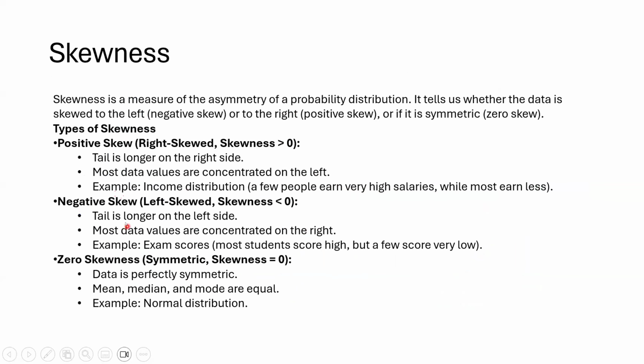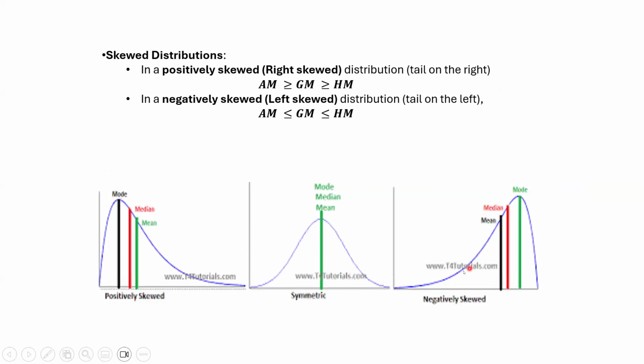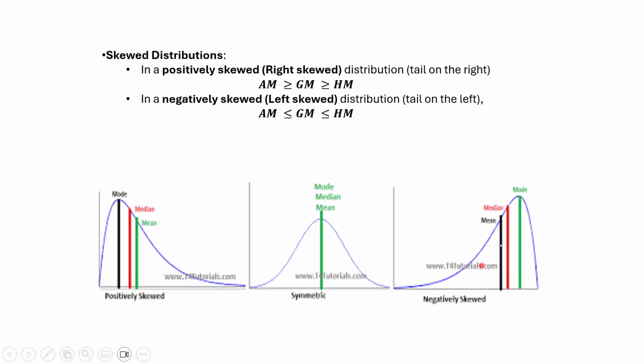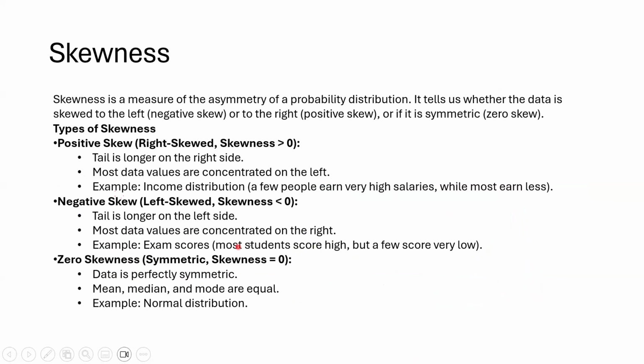Let's move to the negative skew. The identification of a negative skew distribution is that the tail is longer on the left side. If you see here, you have a longer tail, and most data values are concentrated on the right side of it. So it's the opposite of positively skewed. An example is exam scores. Most students score high, but a few score very low. The students scoring very low, getting grade E or less, will be very few. So this distribution is well suited for that kind of example.